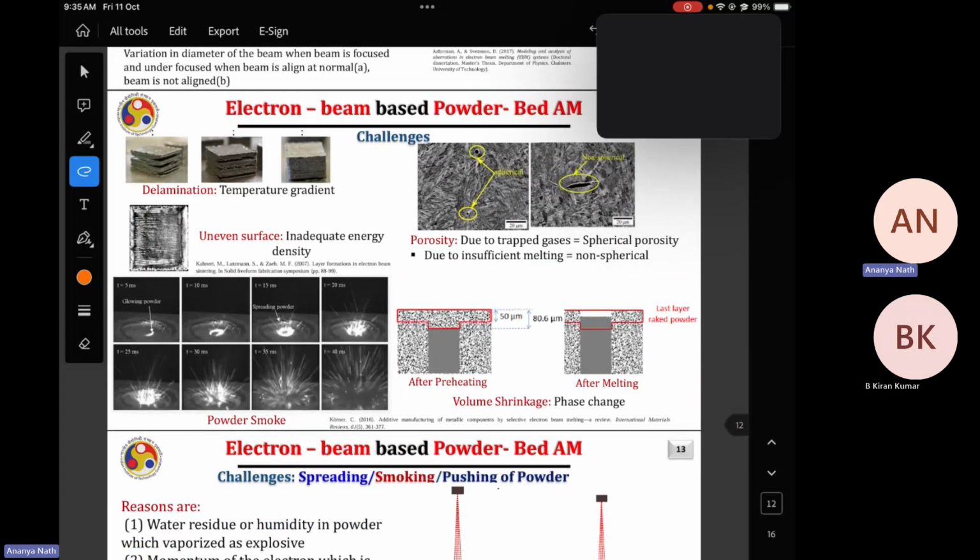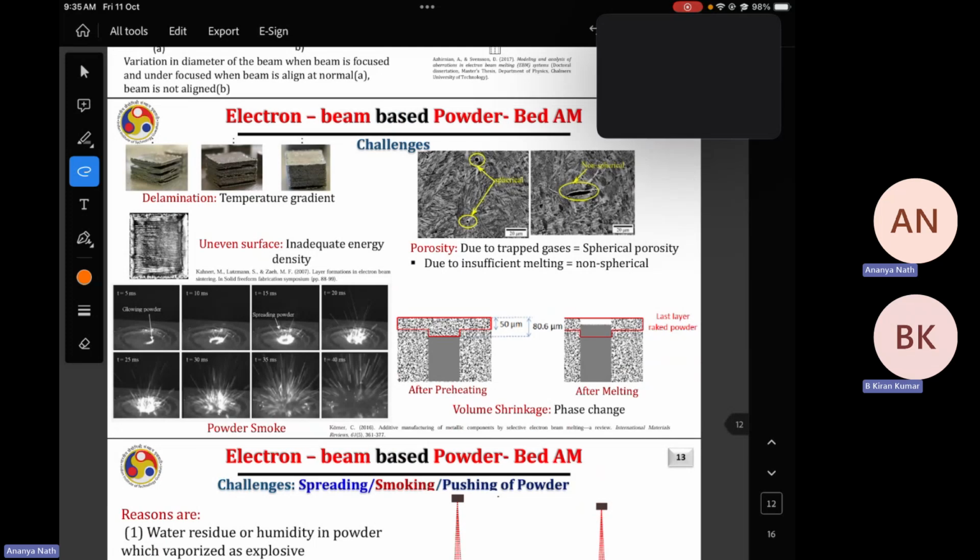So there are some challenges in powder bed fusion. One is delamination. Delamination means your layers are not getting fused with each other properly. They are getting delaminated, so there will be an unfused area or zone in between subsequent layers. That is basically because of poor heat conductivity and lesser energy density than what is required.